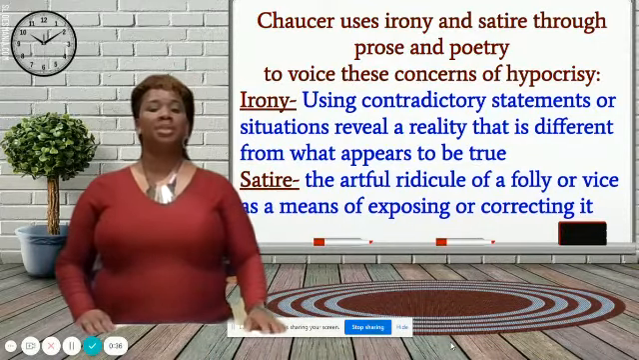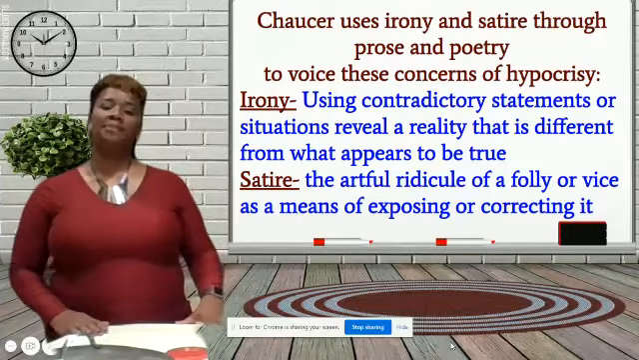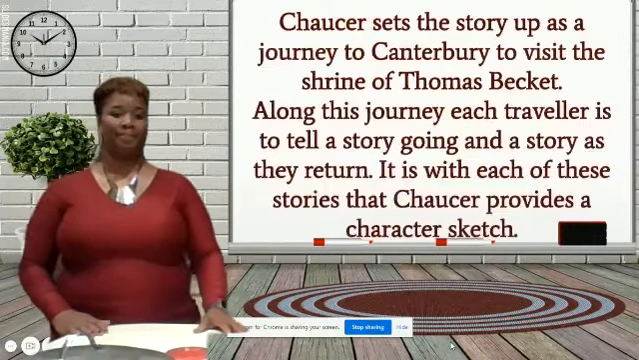Irony, using contradictory statements or situations, reveals a reality that is different from what appears to be true, and satire is the artful ridicule of a folly or vice as a means of exposing or correcting it.